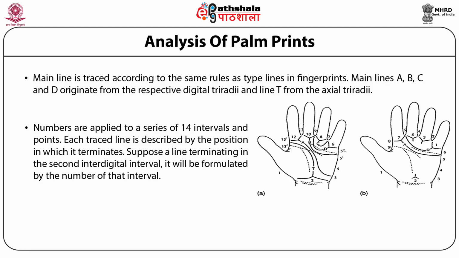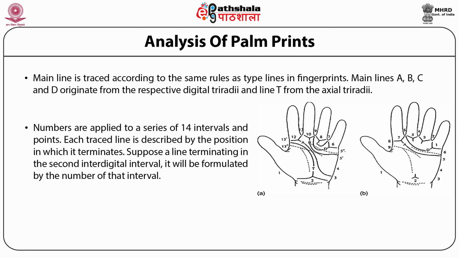Suppose a line terminates in the second interdigital interval; it will be formulated by the number of that interval. After tracing the main lines, the main line formula is composed of the symbols of termination of lines, recorded in the order capital D, capital C, capital B, capital A and capital T, followed by the respective patterns. Formulation of the patterns aids in the analysis of uniqueness of a palm print.